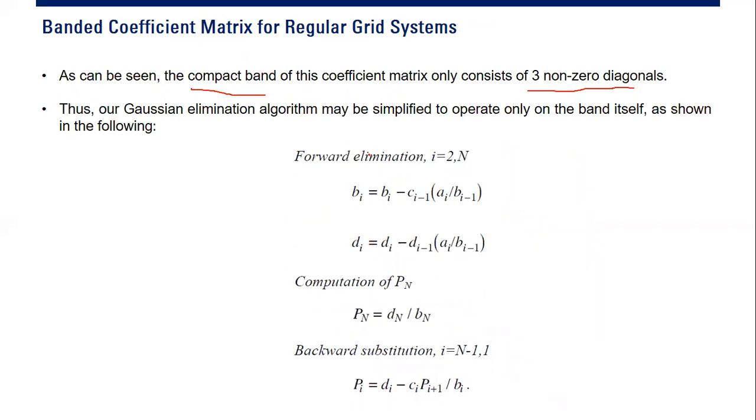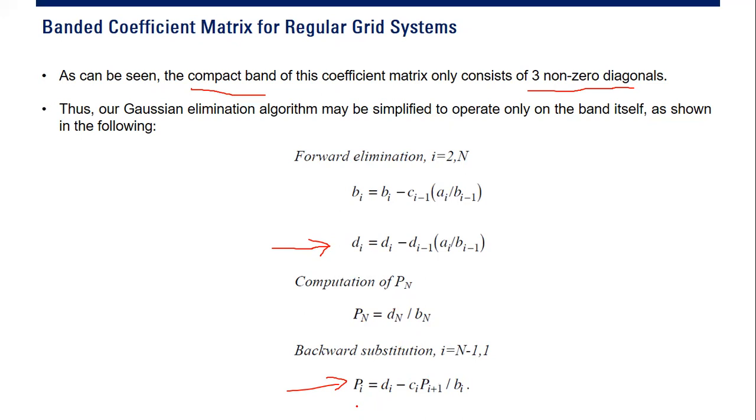Thus, our Gaussian elimination algorithm may be simplified to operate only on the band itself, as shown in the following. So we have forward elimination, where i starts from 2 all the way to N. So coefficient Bi is Bi minus C at i minus 1 multiplied by Ai divided by B at i minus 1. So that's for coefficient B. And this is for D. So Di equals Di minus D at i minus 1, and so on and so forth. So for the computation of PN, it is DN divided by BN. And for backward substitution, i equals N minus 1 down to 1, and the pressure at i can be calculated using this equation.